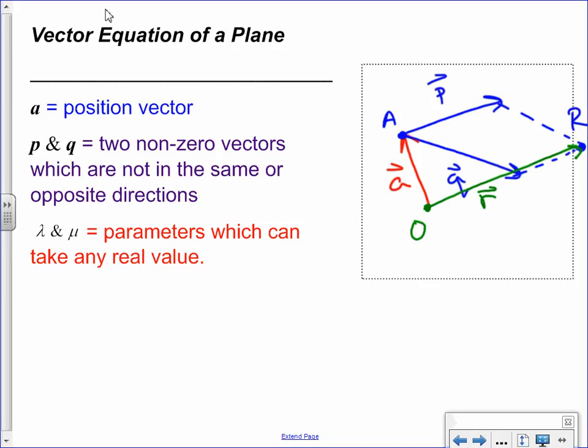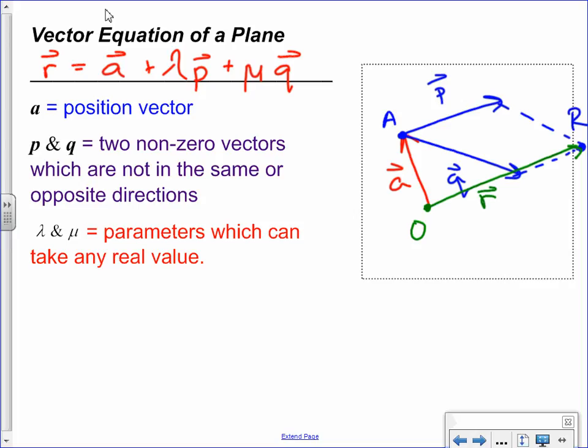So, considering scalars, just like before, we had R equals A plus lambda P, right? Now we just have this third component, Q. That's it. So the vector equation goes something like this: R equals your position vector A, plus some scalar of P, plus some scalar of Q. So you just need a direction vector for P and Q just like last time. One more component. That's it.